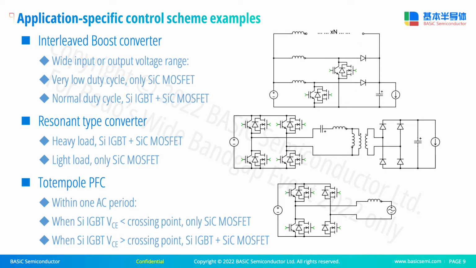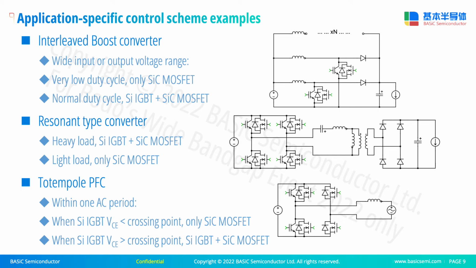Based on this principle, to maximize the trade-off between overall efficiency and device cost, control scheme can be tailored for specific applications. For example, for interleaved boost converter, at very low duty cycle, we can only use silicon carbide MOSFET to reduce the conduction loss. And at normal duty cycle, we can switch in the silicon IGBT. For resonant type converter, at heavy load, silicon IGBT can be used together with silicon carbide MOSFET, whereas in light load, we could only use silicon carbide MOSFET.